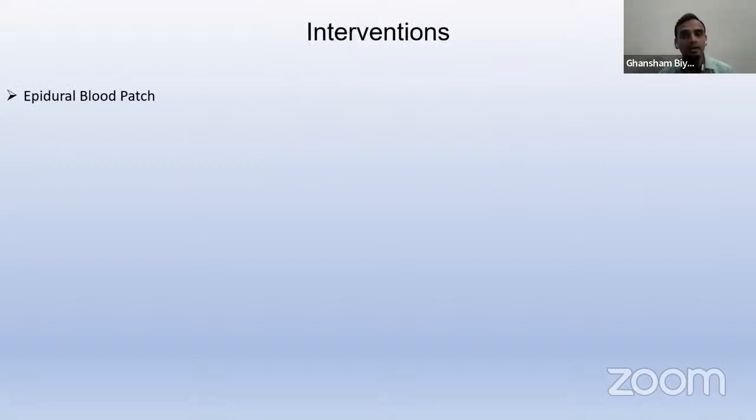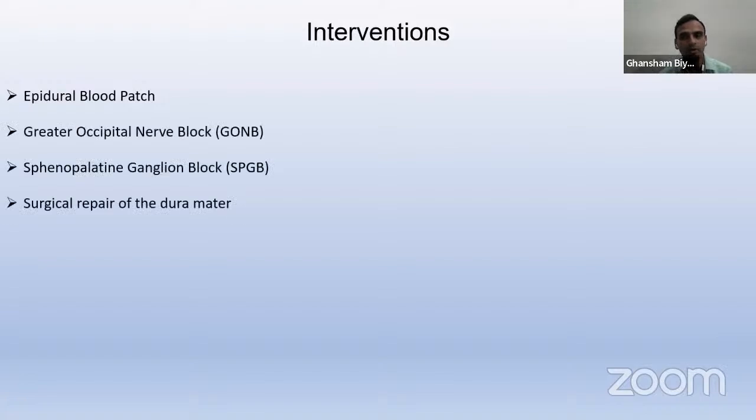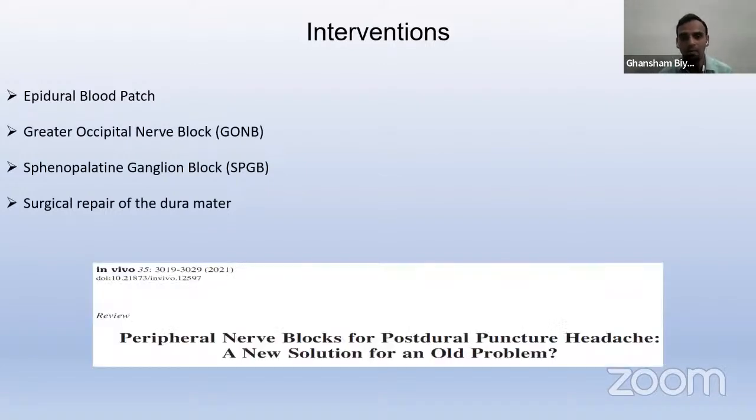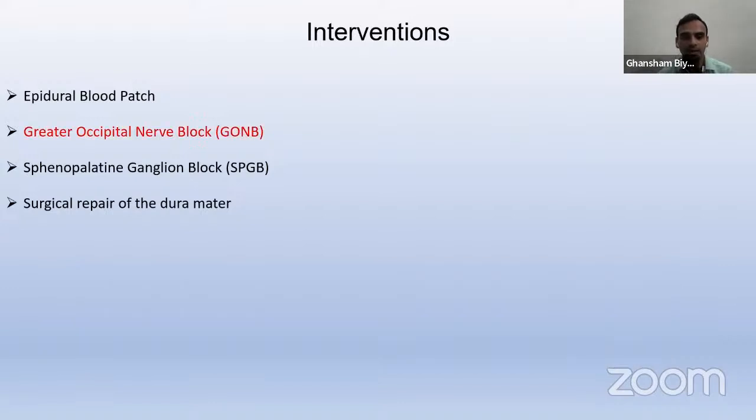Coming to the other interventional treatments which we can do, epidural blood patch is something I have already discussed. These are the newer modalities we can look into. One is called the greater occipital nerve block, and the second one is the sphenopalatine ganglion block. This is a beautiful article to read, wherein the authors have described whether we have found a new solution to an old problem which has been persisting for decades and decades. Probably the answer is yes, but we need more randomized controlled trials in the near future.